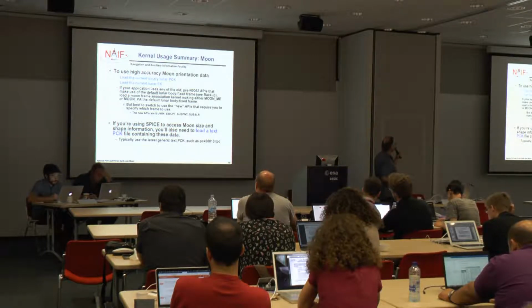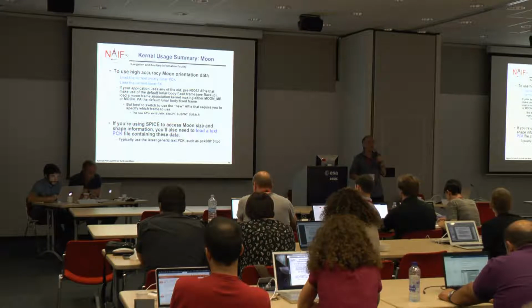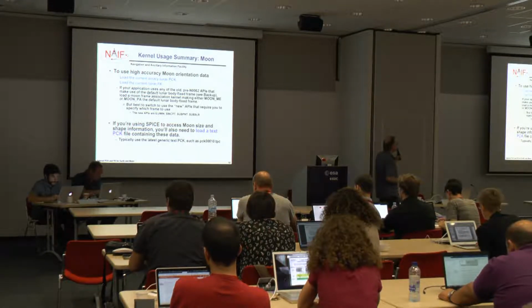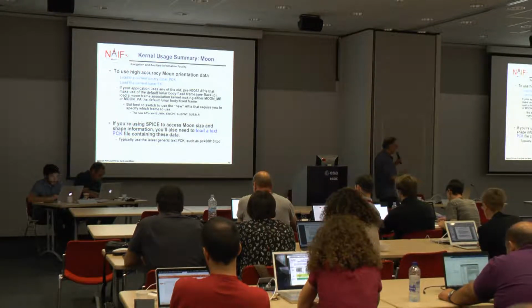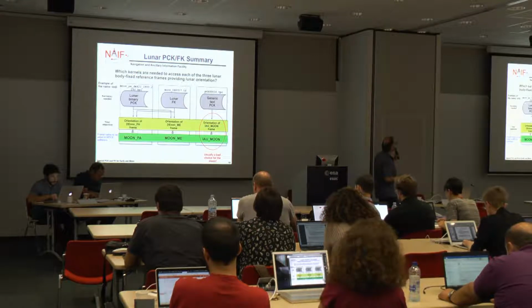If you're using SPICE to access moon size and shape information, you also need to load a text PCK file containing these data. So again, just like with the Earth, the binary lunar PCK doesn't have any shape information. And you would typically use the latest generic text PCK, such as what's currently PCK version 10. Version 11 is coming out soon, incidentally. Here's a summary of the kernels that you need to load.